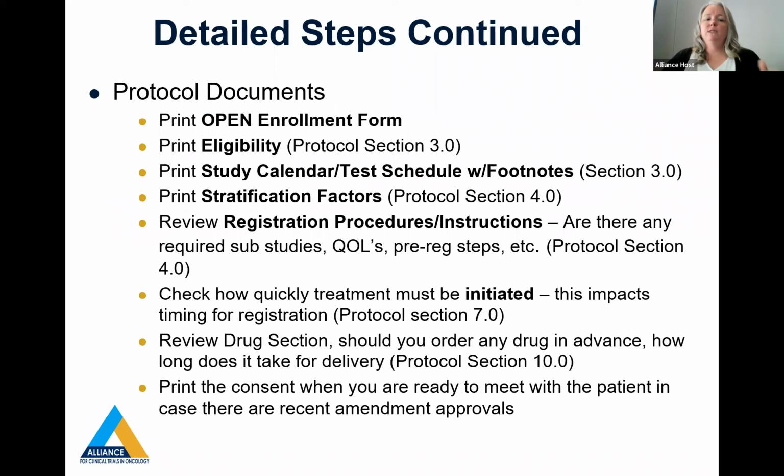So again, we talked a lot about these already. These are the documents that you want to pull together, make sure you have when you're starting your eligibility workup. So you're going to look at your open enrollment form, of course, your eligibility. You're going to look at registration, procedures, instructions. And I think this is really important. This kind of will trip us up sometimes about how quickly the treatment must be initiated. This really impacts the timing of registration.